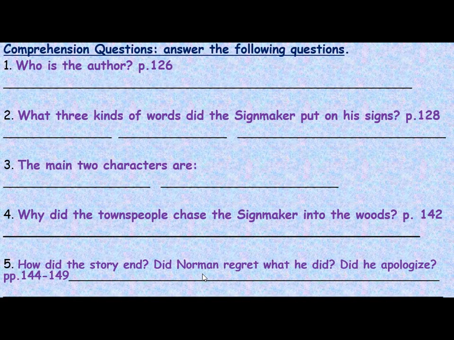Comprehension questions. These questions will tell you more about the story and the events that occurred. Who is the author? Well, we don't have one author, we have two. The authors are Charles L. Blood and Martin Link.